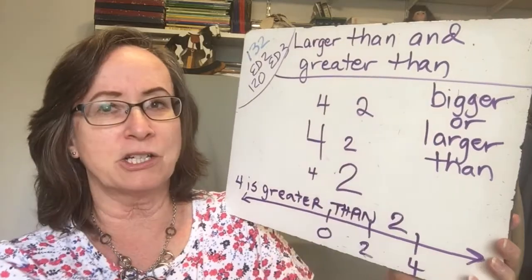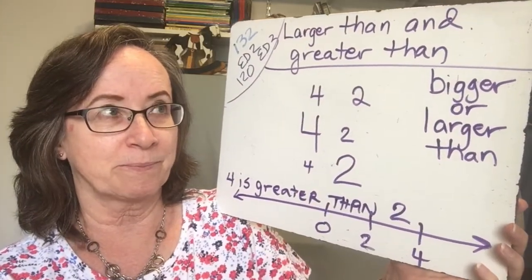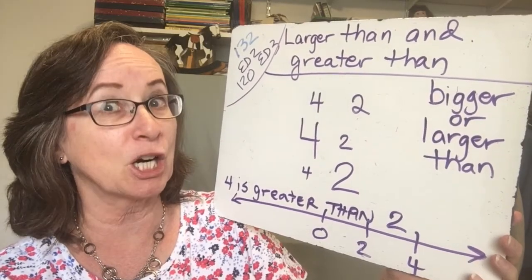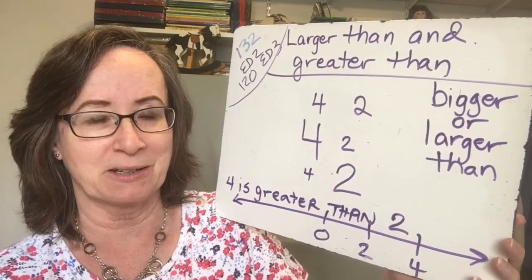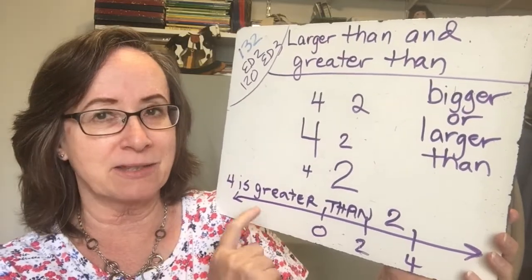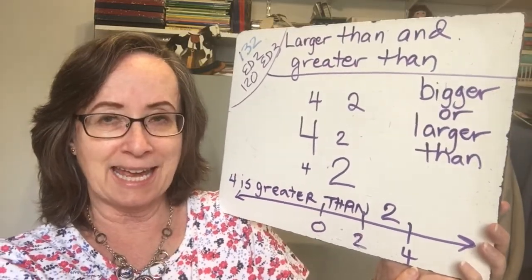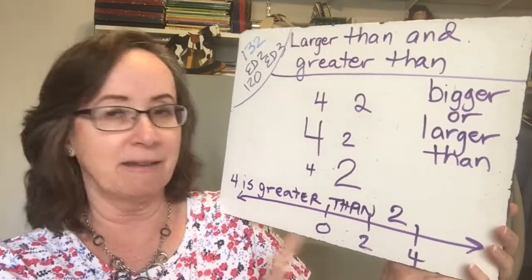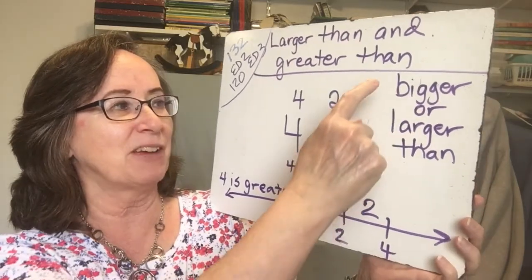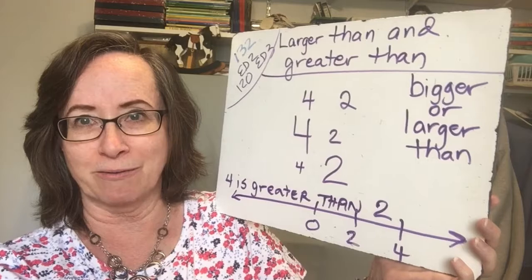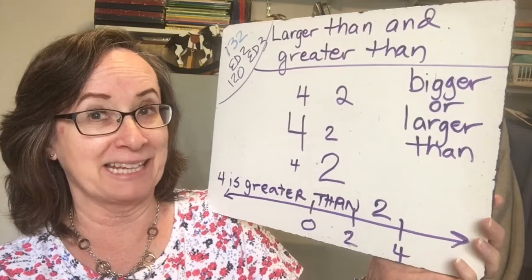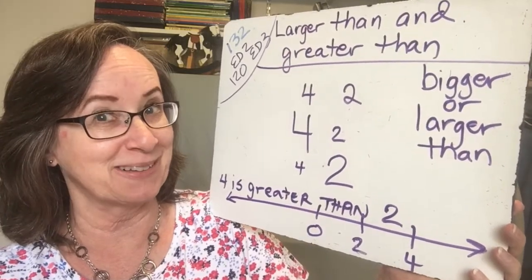So bigger and larger are a little bit more confusing. We might not know exactly what we're talking about. Are you talking about the number being bigger or the numeral being bigger? But we all understand mathematically that greater than means the number is farther to the right and has a higher number concept than the number that is on the left. So we're going to use greater than or less than instead of bigger than or larger than or smaller than, because we don't want to be confusing as to whether we're thinking of number or numeral.